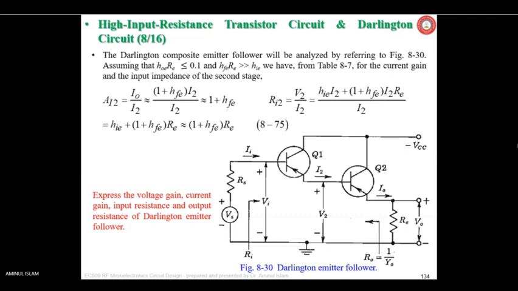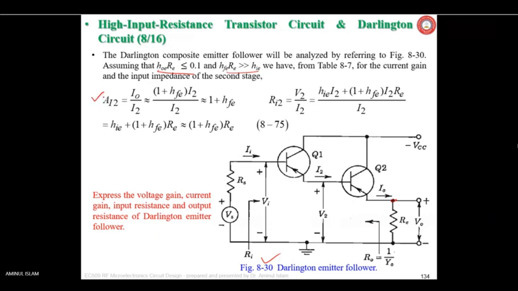So the Darlington pair will be analyzed now based on this circuit diagram, and as you can see, RE is connected here at the emitter of Q2, and this assumption is made: HFE RE much greater than HI, and from table 8.7, what we saw right now, for the current gain and input impedance of the second stage.